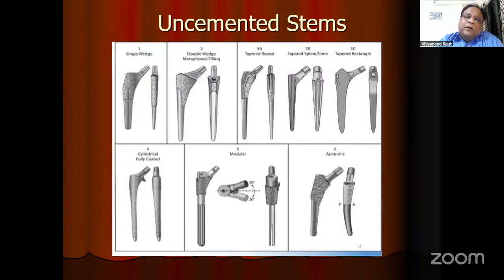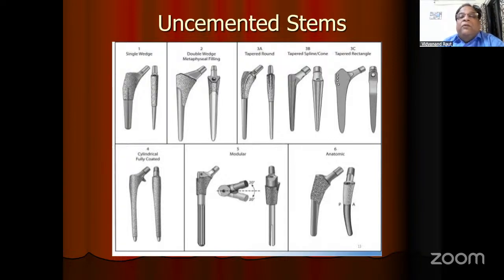We have different designs or anatomical shapes of the stems available. Briefly, they are classified into 6 categories. The first one is a tapered wedge stem, where there is a single wedge, in only one plane. The second one, type 2, is the metaphyseal filling stems. An example of type 1 would be a Corail stem from DePuy, or Taperloc from Zimmer Biomet. An example of a type 2 stem would be Summit or Synergy from Smith and Nephew.